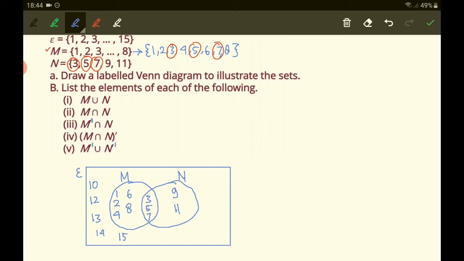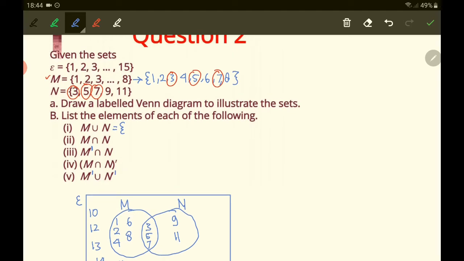Now part B, list the elements of each of the following. So M union N. So M union N here, you just need to combine all the elements in M and N. So just write 1 and then 2, all the elements in M, 3, 4, 5, 6, 7, 8, and then plus also the elements in N. In N we have 9 and also 11.